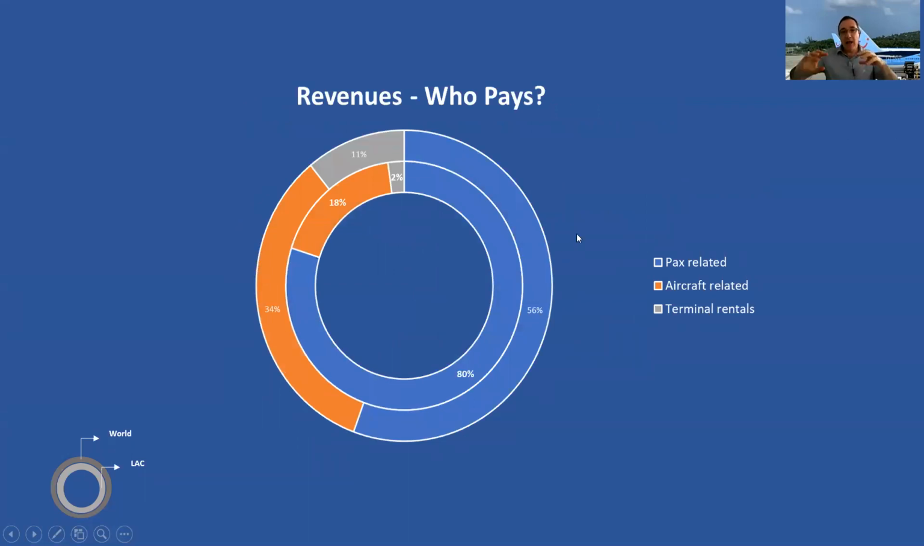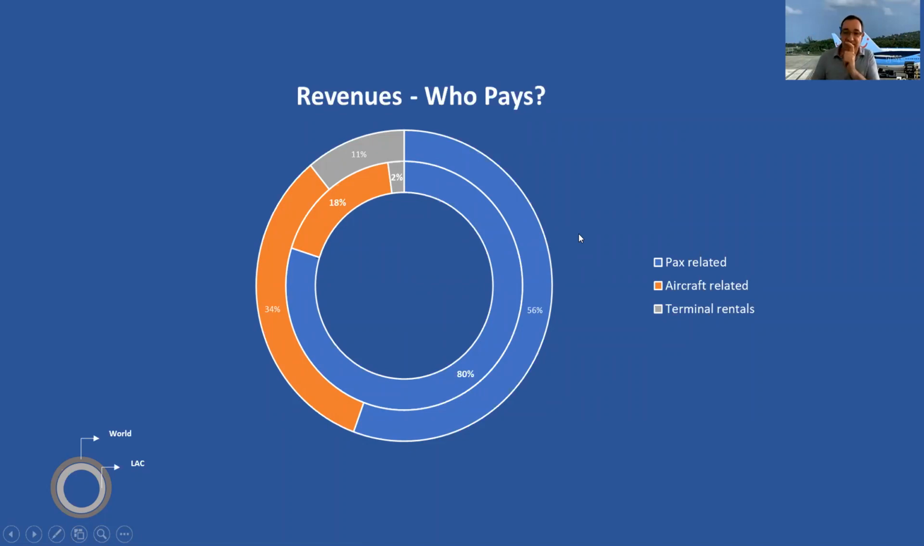So, as you know, we have landing charges, passenger charges, security charges, and so on and so forth. Directly passenger-related charges represent 80% of the aeronautical revenues in Latin America. Way more than in the rest of the world. Now, the slide says, who pays? Well, the passenger pays for everything. The passenger pays for the airport, the passenger pays for the airline, the passenger pays for everything.